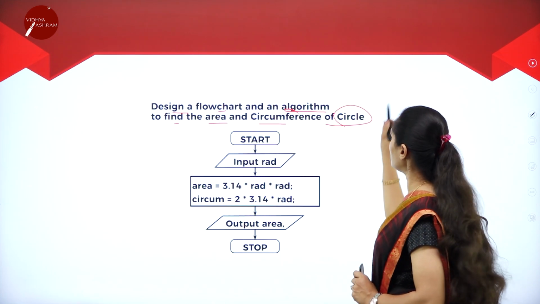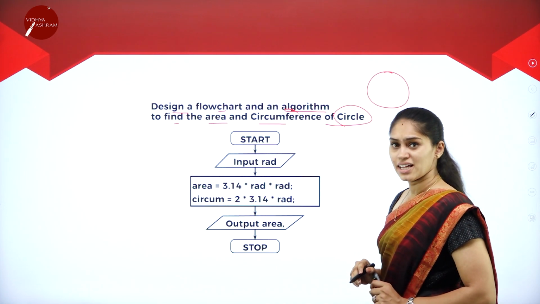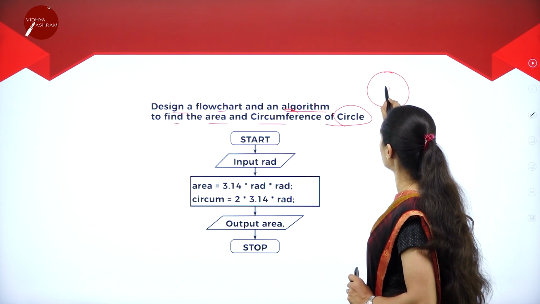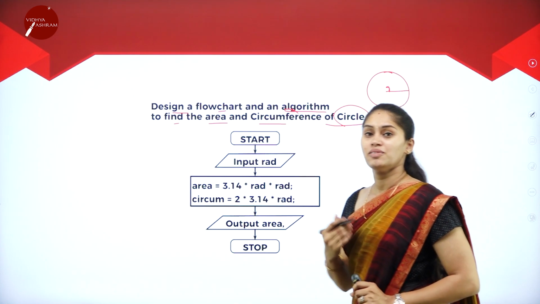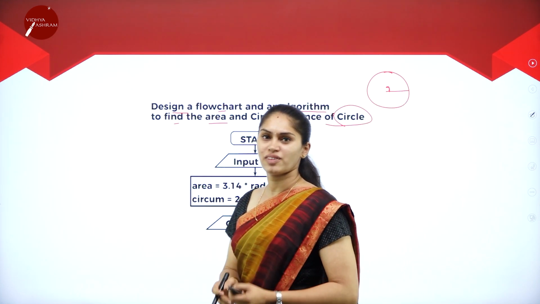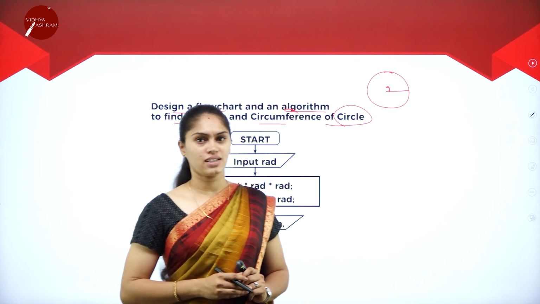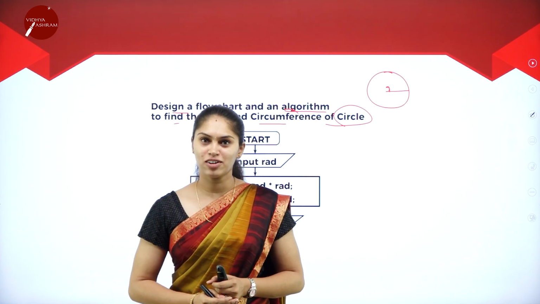So what are we doing now? Here we are finding the area and circumference of a circle. I am supposed to take the radius, and with the help of that radius, we are going to find the area along with the circumference. Then how to find the area of a circle?